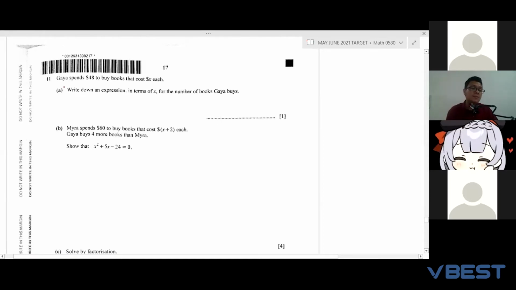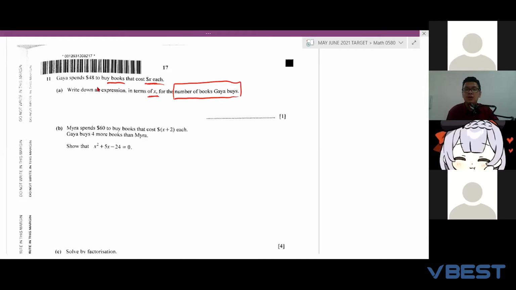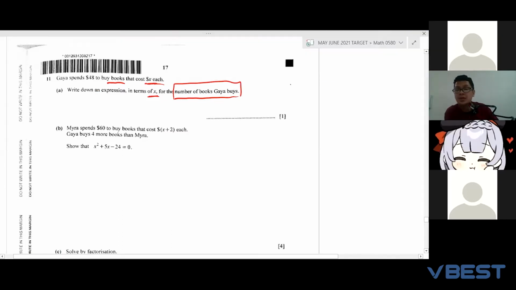So Gaia spends $48 to buy books, but you don't know how many, that cost X dollars each. Write down an expression in terms of X for the number of books that Gaia buys. But we don't know how many she buys, right? So I always do it by comparing ratio and proportion.